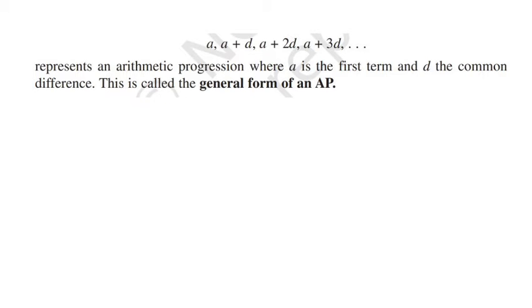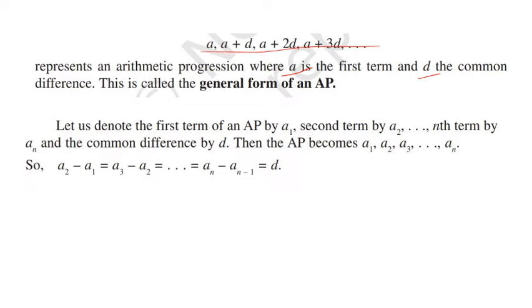Now look at this series here. a, a plus d, a plus 2d, a plus 3d and so on represents an arithmetic progression where a is the first term and d is the common difference, and this is called the general form of arithmetic progression. Students, in this way also we denote an arithmetic progression: a1, a2, a3, and so on until an, that is the last term. a1 is the first term, right?